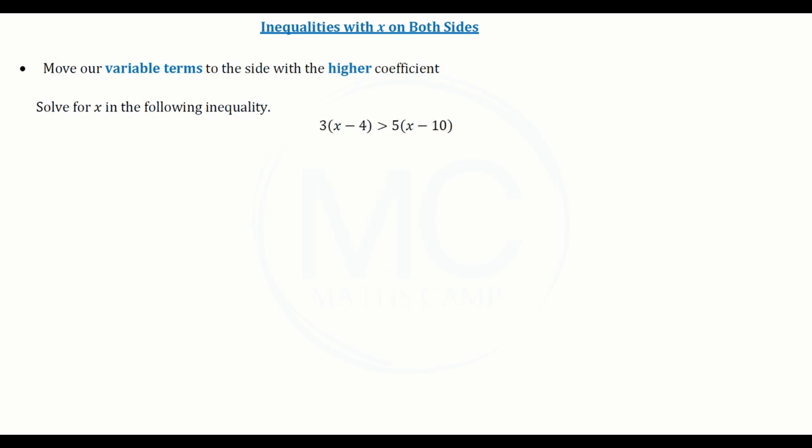3 multiplied by the bracket x minus 4 is greater than 5 multiplied by the bracket x minus 10. Let's start by expanding these brackets. 3 multiplied by x gives us 3x. 3 multiplied by negative 4 is negative 12. Then we say greater than. On the right, 5 multiplied by x is 5x. And 5 multiplied by negative 10 is negative 50.